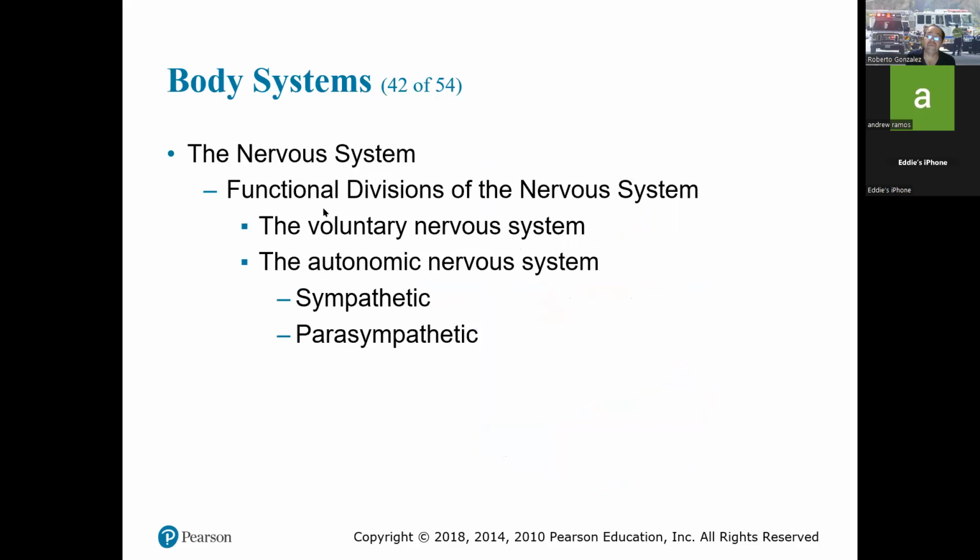Functional divisions of the nervous system. You have the voluntary nervous system and the autonomic nervous system. Voluntary is whenever, let's say, you get mad at your girlfriend and you hold your breath. You're holding it in. That's voluntary. The good thing is that the autonomic system kicks in and it will actually cause you to breathe. So we also have the sympathetic and the parasympathetic. The sympathetic is your fight or flight, and the parasympathetic is your feed and breathe.